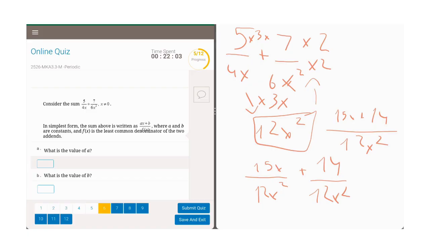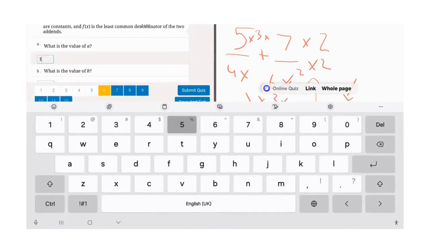And here they ask for ax plus b. We have 15x plus 14. So a will be 15 and b would be 14.